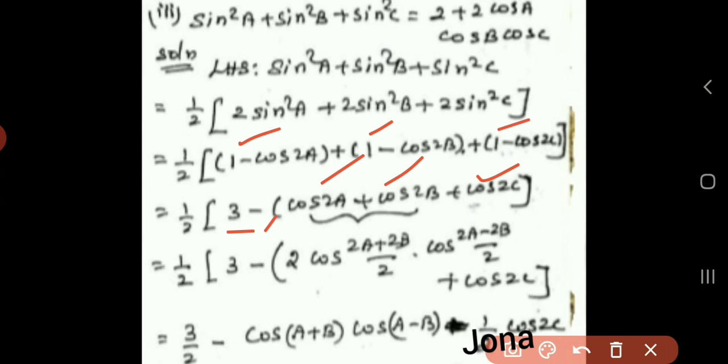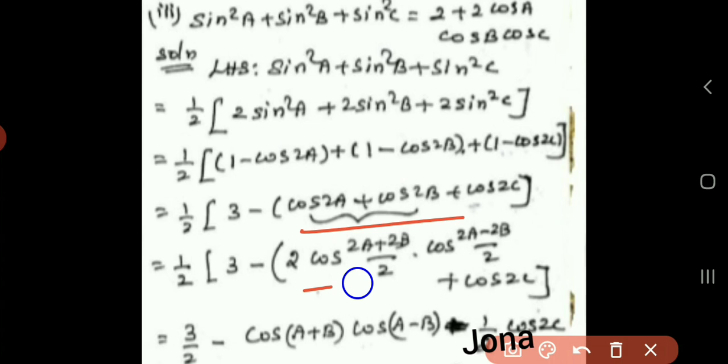Okay, and then I want to group the first two terms inside the bracket, this cos 2A plus cos 2B. This is in the form of cos C plus cos D. So we can have 2 cos of (C plus D) by 2 into cos of (C minus D) by 2.